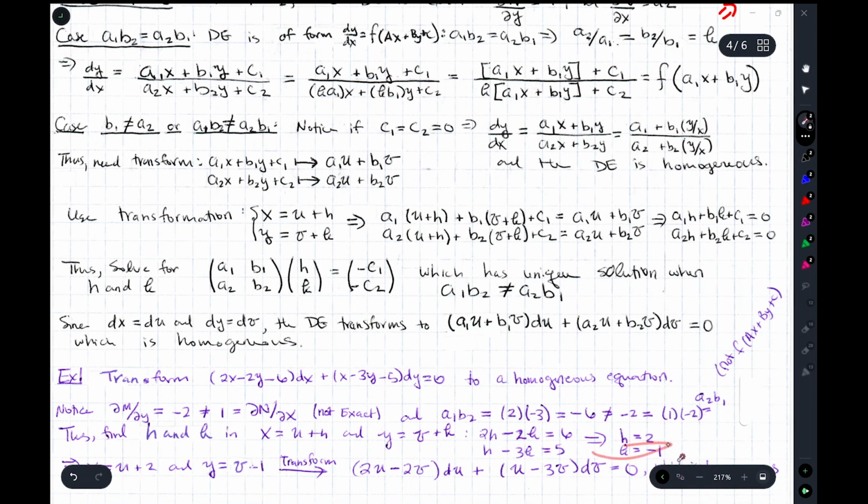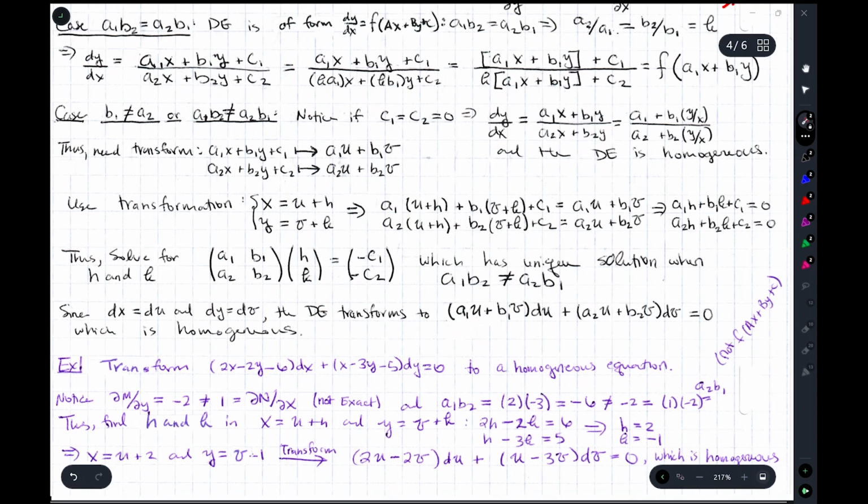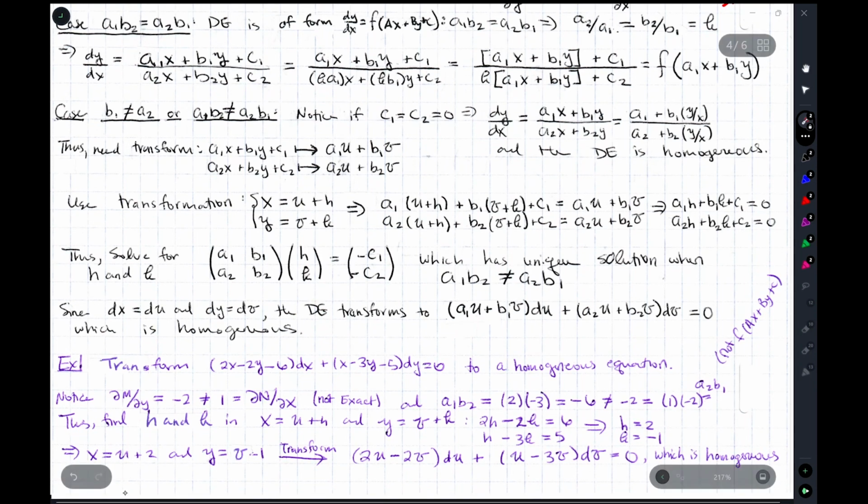And you'll get k is equal to -1. And then once you have k is equal to -1, you could say, -3 times -1 is going to be 3. Move it to the other side, and h equals 2. So we got our h and k, and so x is then equal to u plus 2, and y is equal to v minus 1. And this transforms this differential equation into the form that we sought, right?